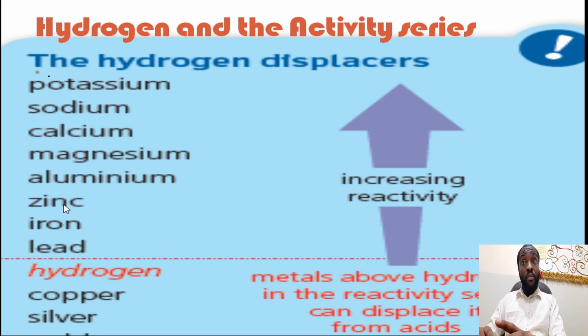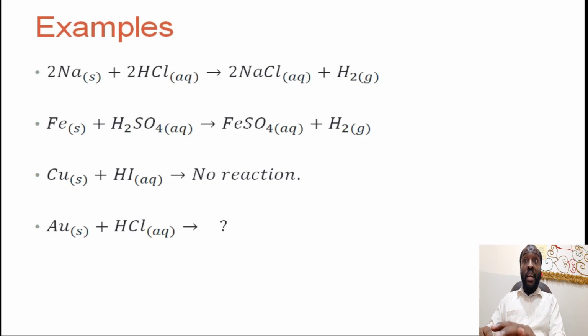Now, all the metals above hydrogen simply means they are able to displace hydrogen from the acid. And the metals below hydrogen will not displace hydrogen from any acid. Good examples. So if we try to react sodium and hydrochloric acid, the reaction will proceed, giving us sodium chloride and hydrogen, telling us that your sodium has displaced hydrogen from this acid. This is also true for iron.